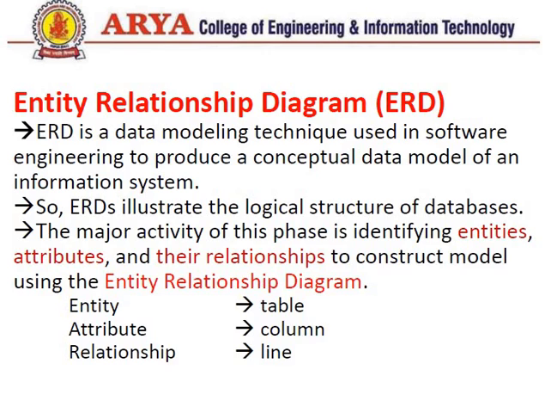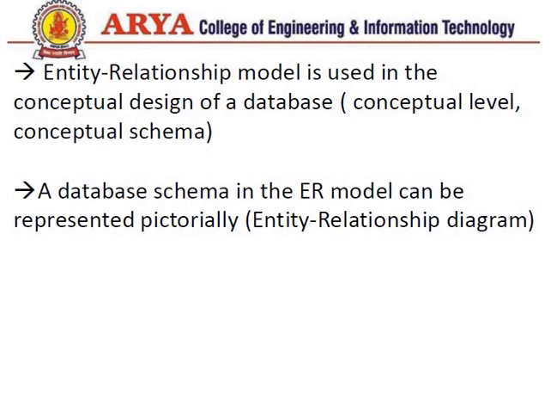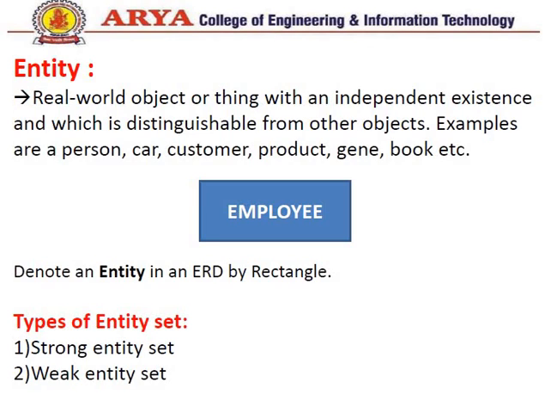An entity can be represented by a table, an attribute can be represented by a column in a table, and a relationship can be represented by a line symbol. The entity relationship model is used in the conceptual design of a database. A database schema in an ER model can be represented as a pictorial diagram that is called an entity relationship diagram. Now we discuss what is an entity.